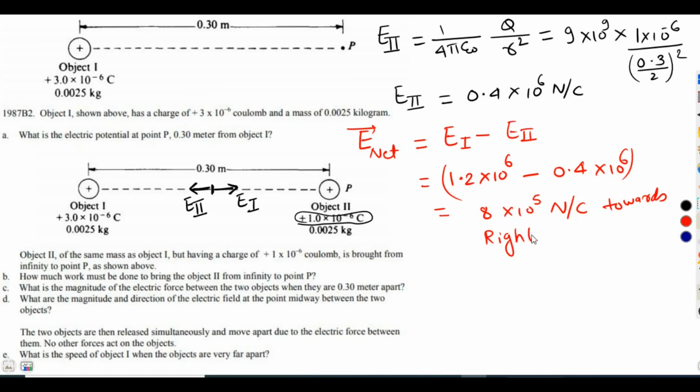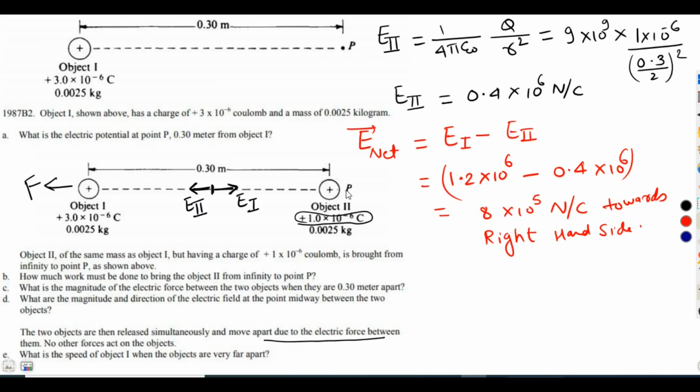Okay, so this is also completed. Let us see the next part, that is part E. Two objects are then released simultaneously, so both the bodies are released simultaneously and move apart due to the electric force between them. So both will move apart.